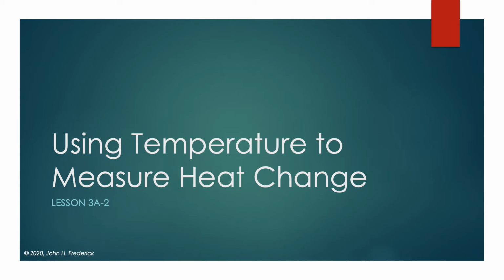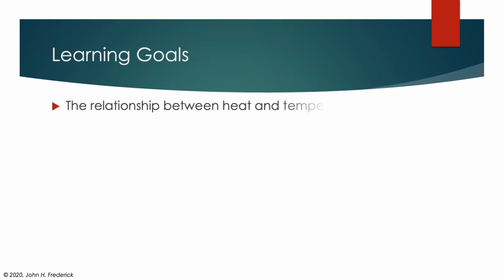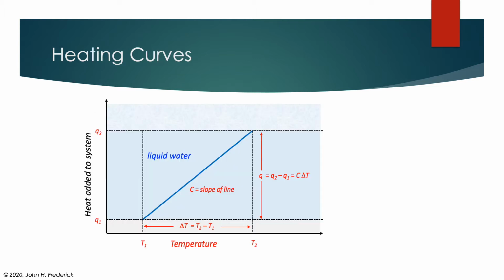This is a brief discussion of how temperature is related to heat and how we can actually learn something about heat simply by making some measurements of temperature. Our learning goals include the relationship between heat and temperature and how that leads us to some capabilities for measuring heat change. I want you to consider a really simple experiment.